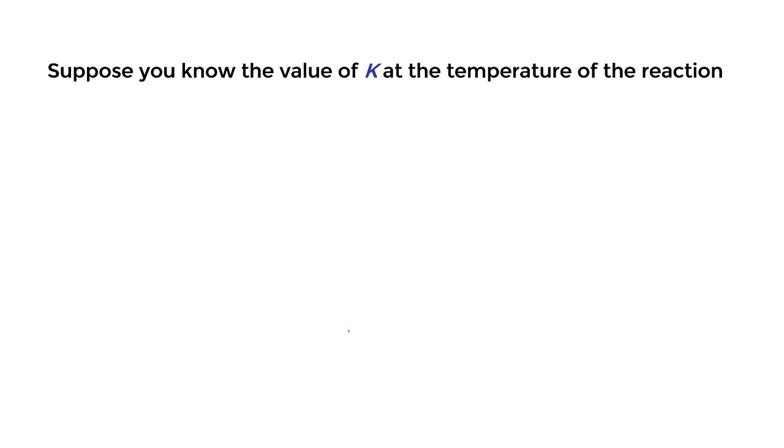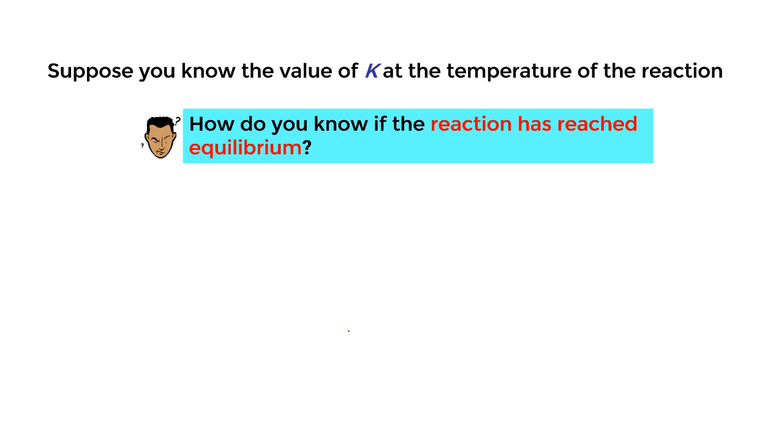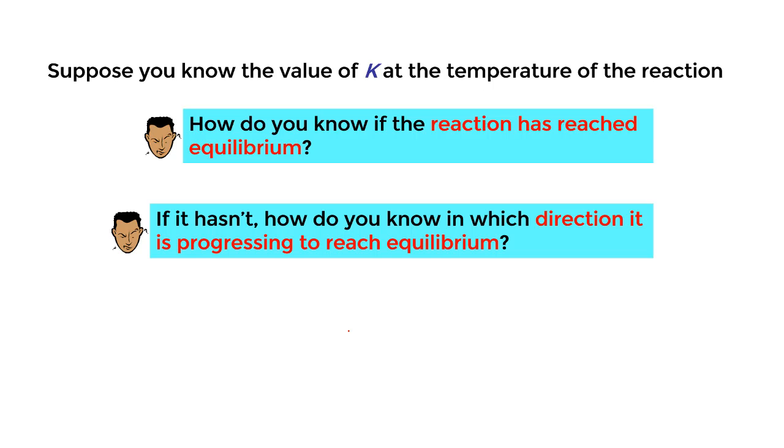Suppose you know the value of K at the temperature of the reaction. Kalaulah kita tahu nilai K bagi tindak balas itu pada sesuatu suhu. Alright. This is the question. How do you know if the reaction has reached equilibrium? Macam mana kita nak tahu reaction itu sudah mencapai equilibrium ataupun tidak? And if it hasn't, how do you know in which direction it is progressing to reach equilibrium?